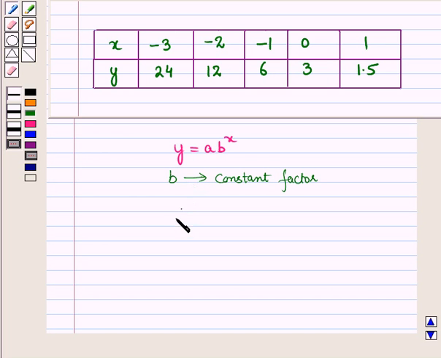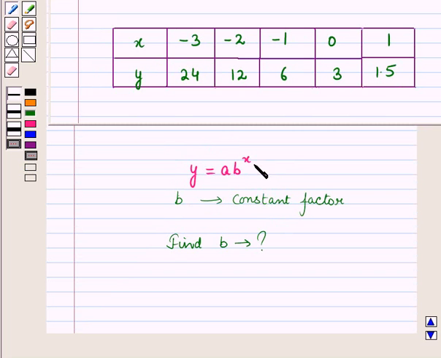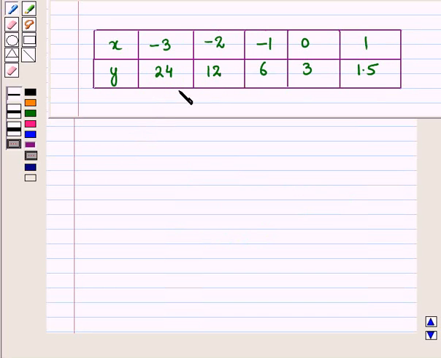So let us find b from the table. For this we will find ratio of consecutive values of y. Now here 12 upon 24 is equal to 1 upon 2. Then see the next ratio, that is 6 upon 12, which is again 1 upon 2. Then next is 3 upon 6, which is again 1 upon 2.